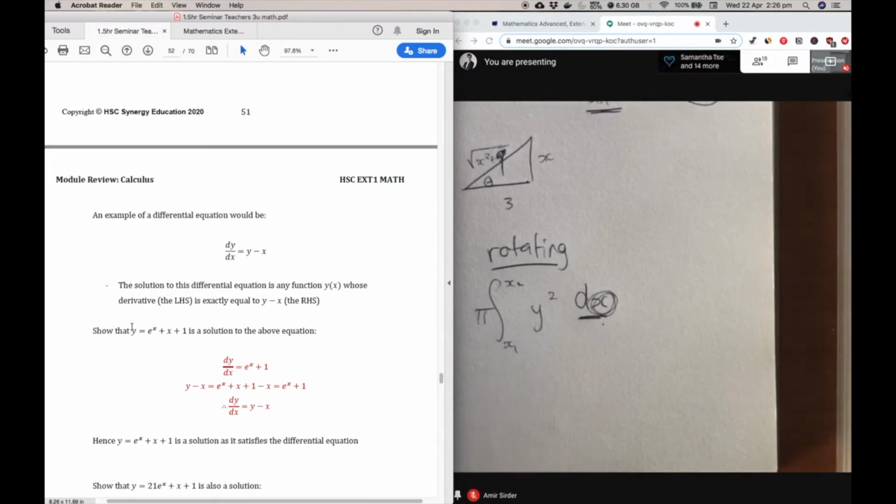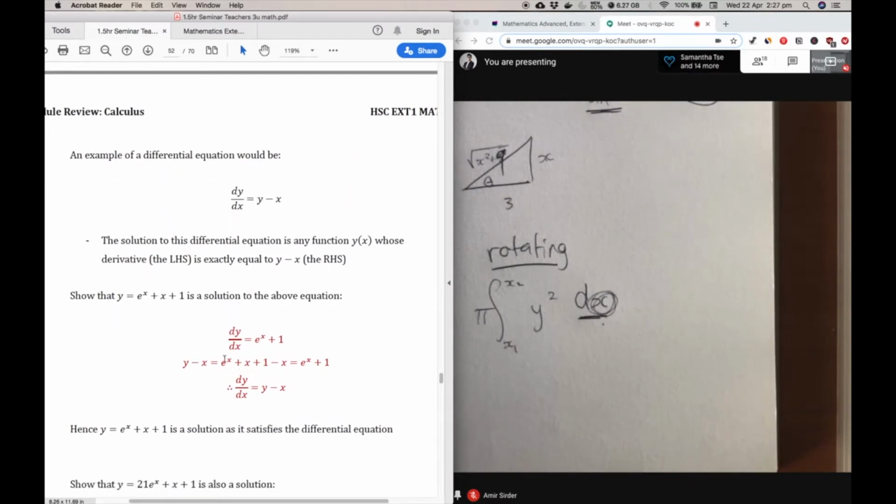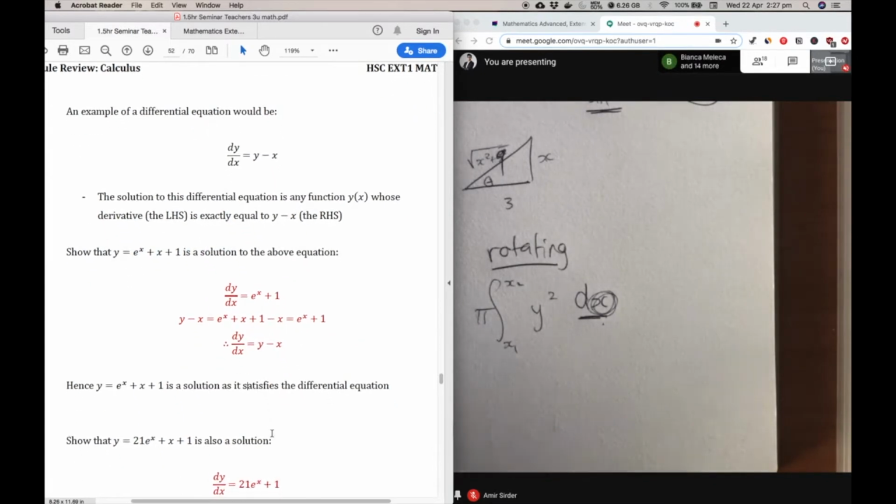So we just differentiate it, we find dy/dx. So we can see we've done that. And e to the x plus 1 is actually the same thing as y minus x, because this is y, and then if you subtract x, we can actually see it's e to the x plus 1. So the derivative of this happens to also be y minus x. Hence, because that solution worked, it's an answer and it satisfies the differential equation.